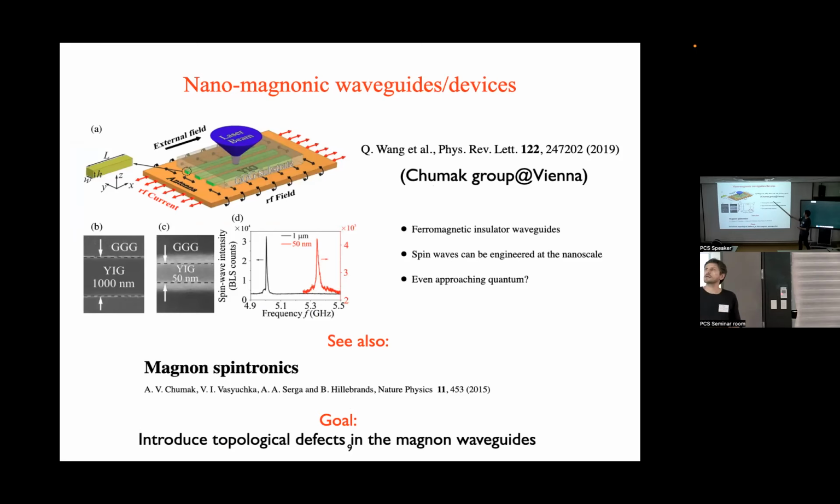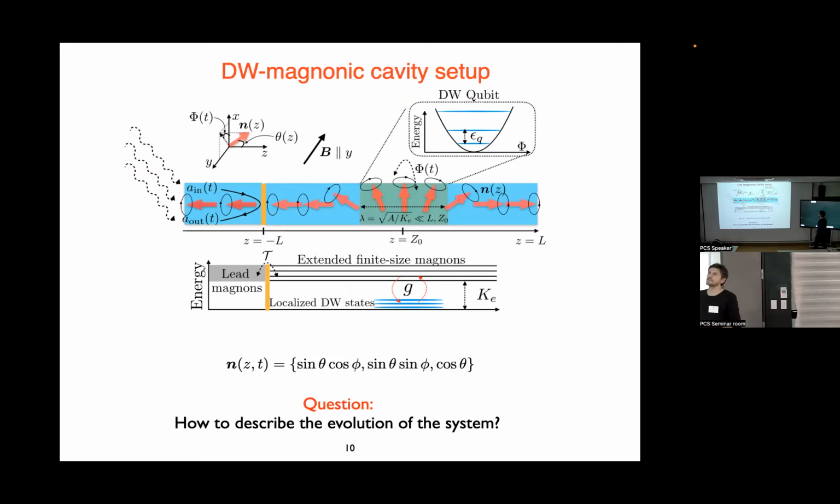Also, the Schumacher group in Vienna creates these nanomagnetic devices where they create magnonic cavities, and they show that by changing the dimensions of the magnonic cavity, you can really tune the resonance frequency. So you can really construct these systems. The goal in our work is to take one of these nano devices and a domain wall in it. So that's our system. I'm coming back to it now.